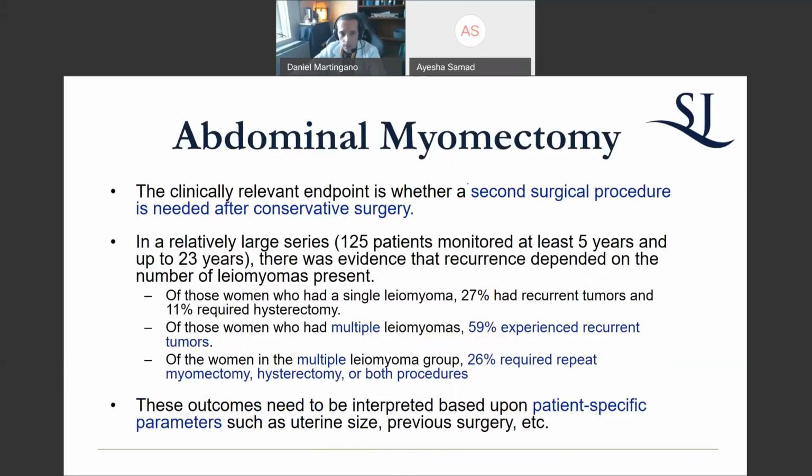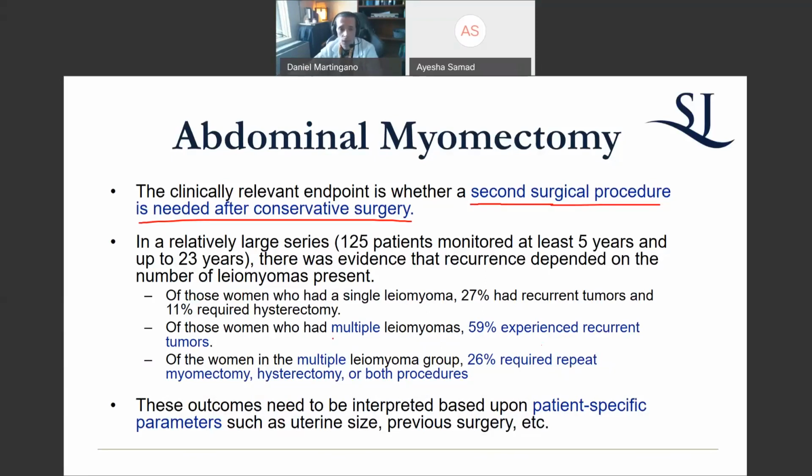So an abdominal myomectomy, the way that they've studied this, they wanted to see if you needed a second surgical procedure as their outcome after conservative therapy. And here's the evidence, more or less, but the concept is the same as I've explained to you, but I want you, more than to just believe me, to understand where that recommendation comes from.